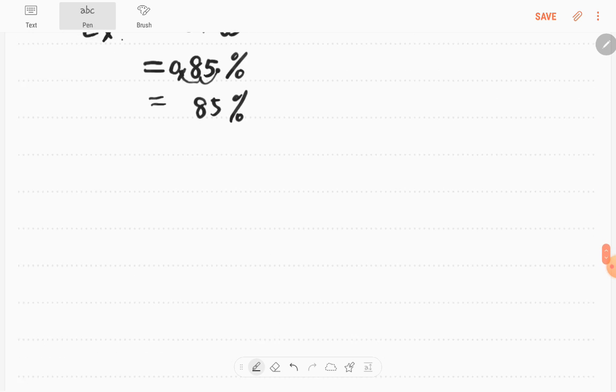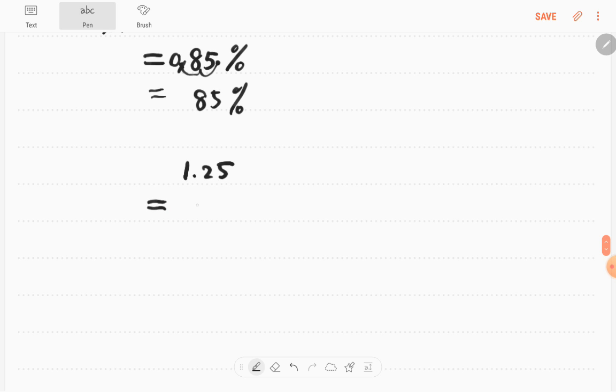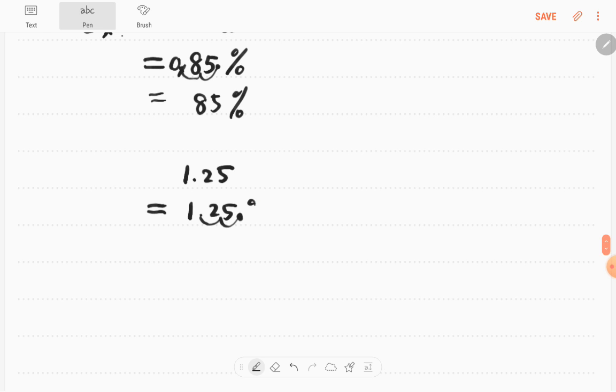Okay? And let's check another one. 1.25. If we want to change this decimal to a percent, we only need to switch our decimal point to the right twice, one time, twice. So it will be here. Then add the percent sign. So it will be 125%.